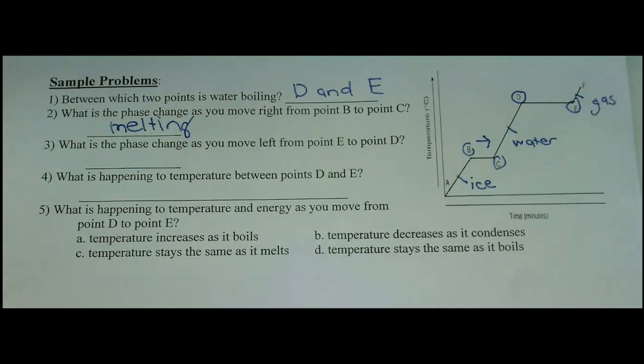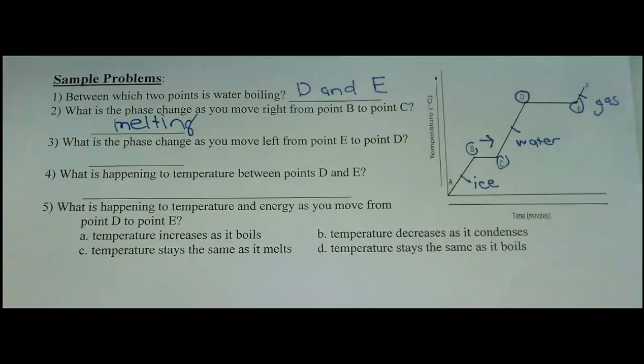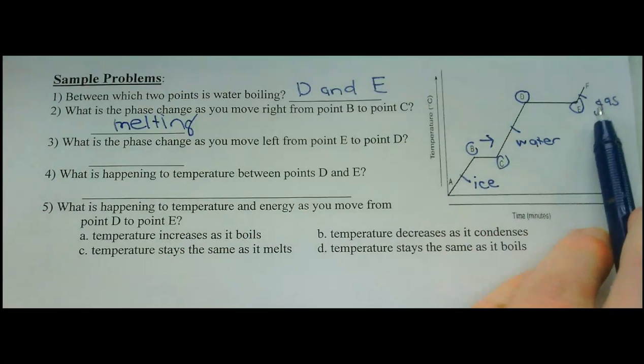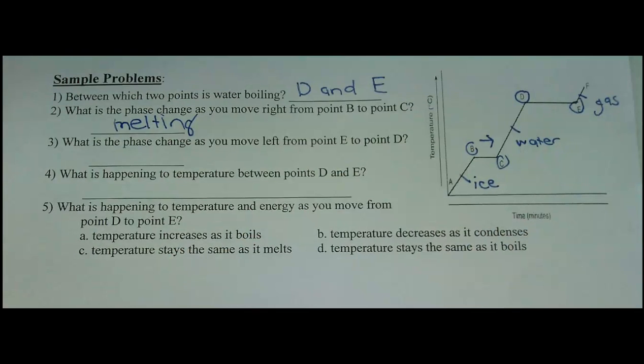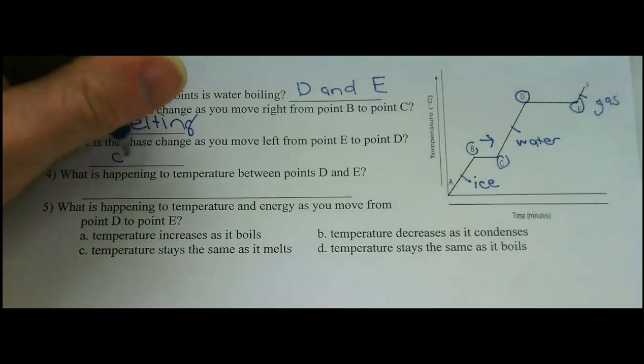Number 3 says, what is the phase change as you move left from point E? So we're moving to the left to point D. So we're going from gas to water. We're trying to think of that name. That is condensing.